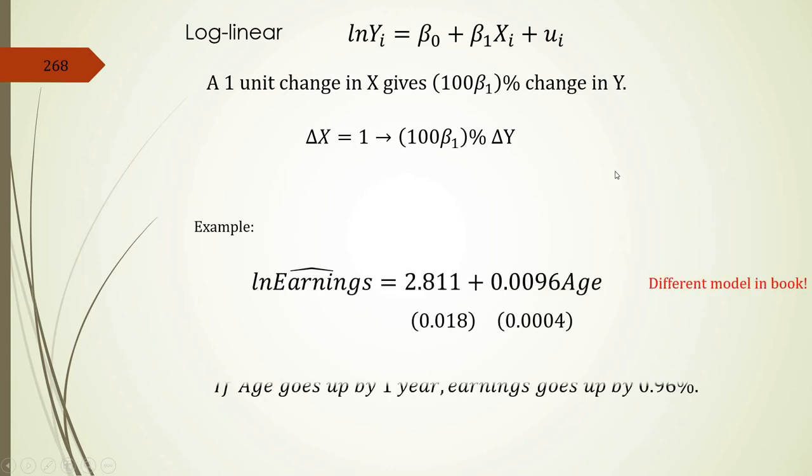Let's go to the example. This is not an example from the book, but anyway, it is really simple. We are observing how age in years is influencing earnings, how much people will earn if they are older or younger. So if age goes up by 1 year, this is beta 1, earnings goes up by 0.96%. So 100 times 0.0096. Age is in original units of measure, 1 year, while earnings, since it is under logarithm, will be changed in percentages.